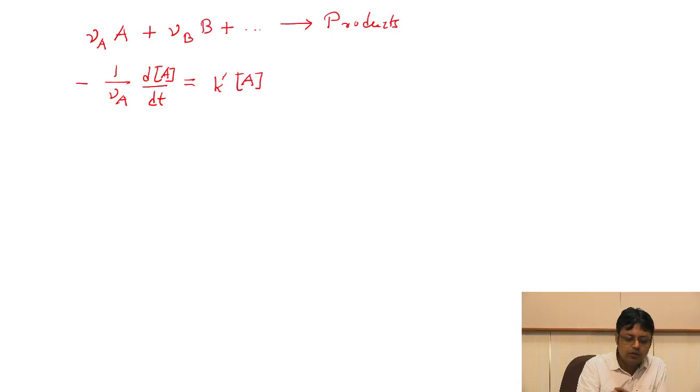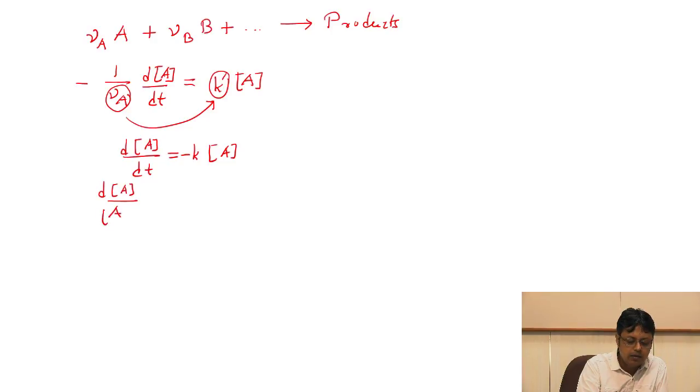Then you can absorb this nu_A into k prime and redefine a new rate constant, and then we can just write dA/dt is nothing but minus k times A. Then we can arrange the terms: dA by A will be nothing but minus k dt, and then we can integrate it to get the integrated form of the rate law.